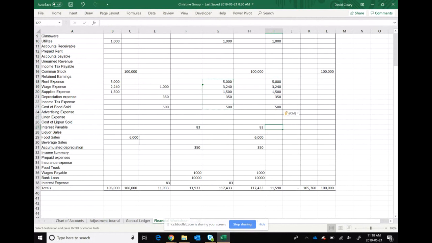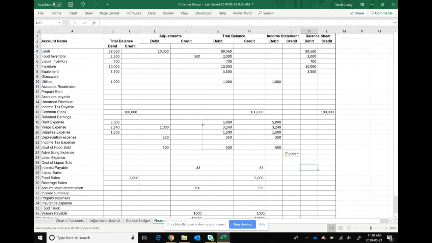Did I miss sales somewhere? No, we're good. Interest payable, that is a liability, so it would show up on our balance sheet. That was a credit, so 83. Food sales, it's revenue, right? So it would show up on which? Income statement. So 6,000. Accumulated depreciation, a contra asset account, so it would show up on the balance sheet. And that had a credit, so 350.